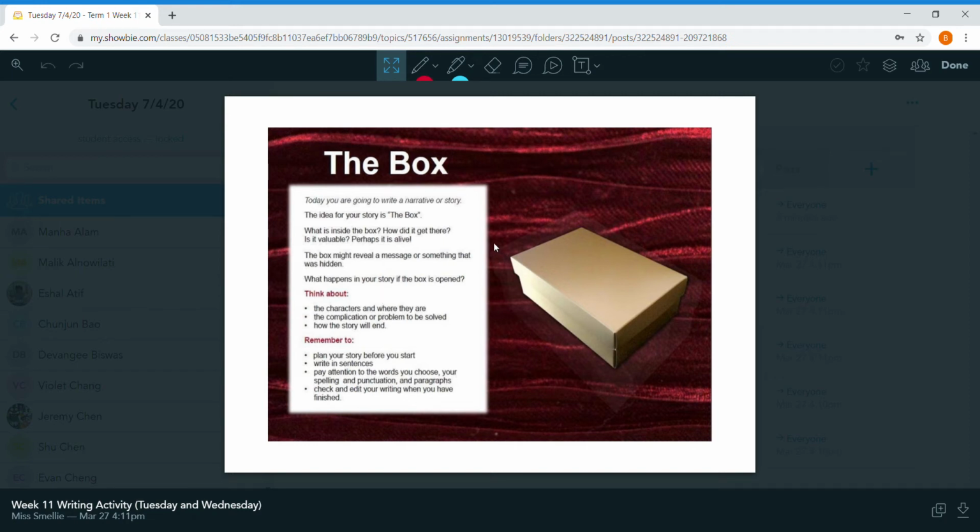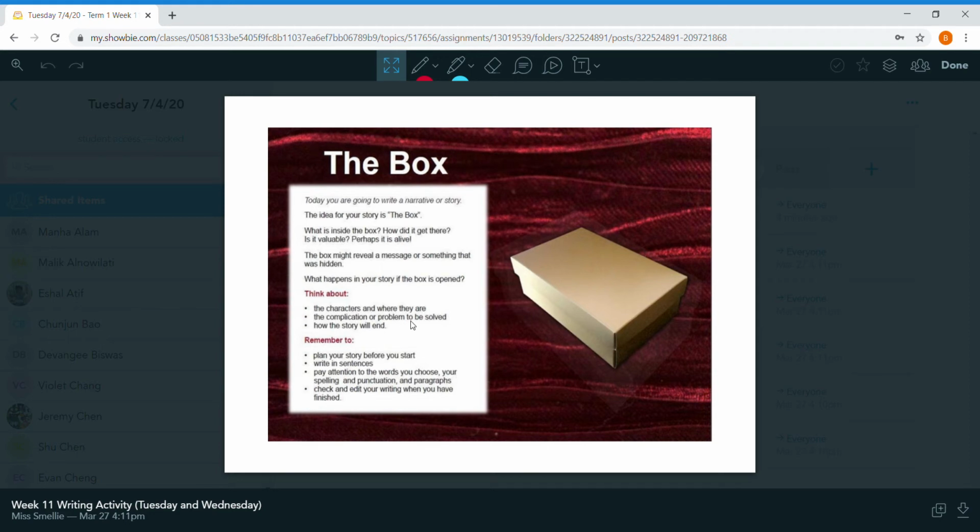To write a really good story, some things to think about are the characters in your story, and also the complications. Whenever you write a story, you need a complication or a problem. And when you have a problem in your story, you need to write about how that problem got solved, so how the story will end.